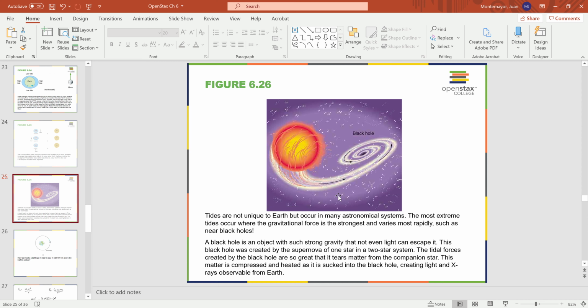Tides are not unique to Earth, but occur in many astronomical objects or systems. The most extreme tides occur when their gravitational force is the strongest and varies most rapidly, such as near black holes. A black hole is an object with such a strong gravity that not even light can escape it. This black hole was created by a supernova of one star in a two-star system. The tidal forces created by the black hole are so great that it tears matter from the companion star. This matter is compressed and heated as it is sucked into the black hole, creating a light and X-ray observable from the Earth.